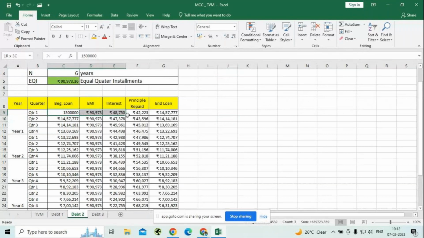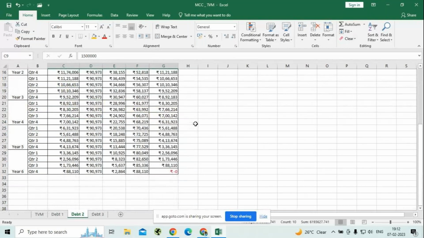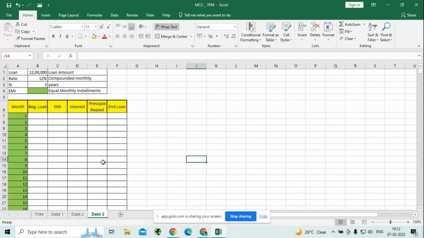See, this is going to play a major role. If you are correct with these two lines of calculation, you can make it for 1,000 years, and in 1 second you can do it. Tomorrow, if you want to do it personally, this will be helpful. In case you take a personal loan or a property loan, anything, you will be able to calculate it.